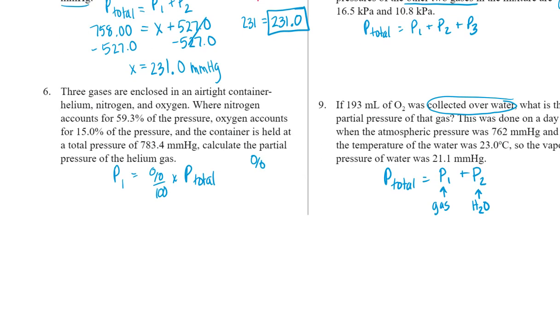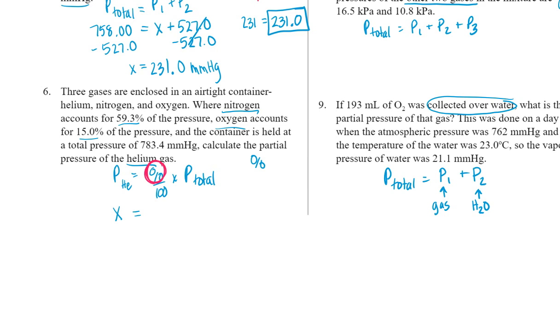All right, this next one's a little tricky. We know we're doing percentages, so I'm looking for the partial pressure of helium. So I need to focus on the helium gas. That means I need to find the percentage for helium gas. It tells me nitrogen is 59.3 and oxygen is 15.0. It doesn't give me this at all. But now you have to think about your math. You can't just ignore it.